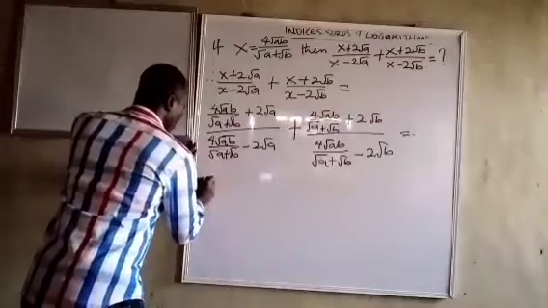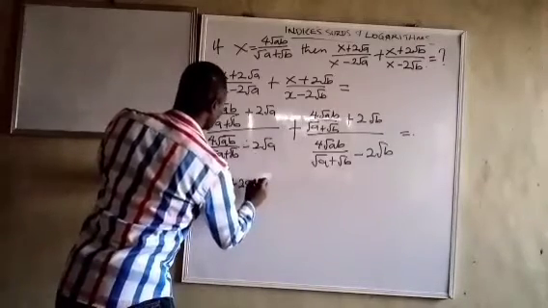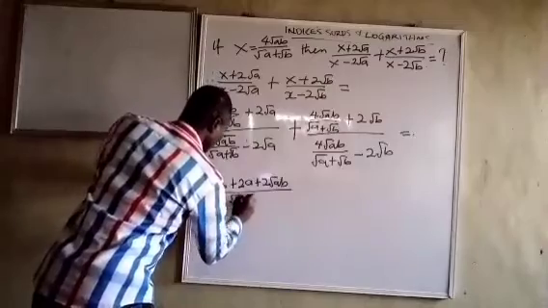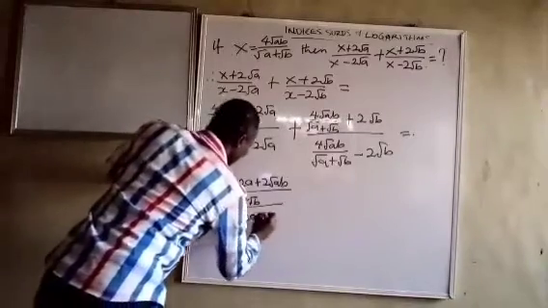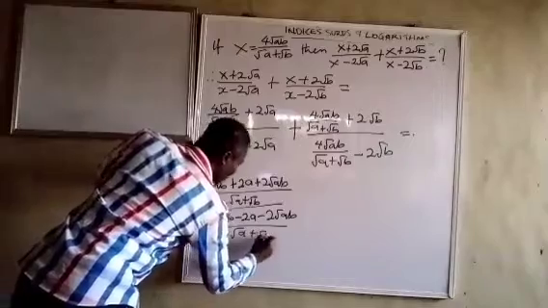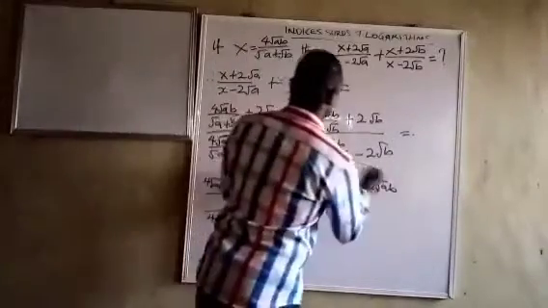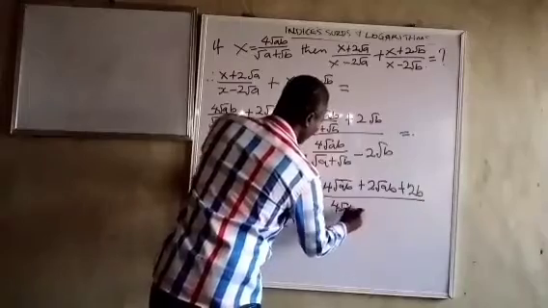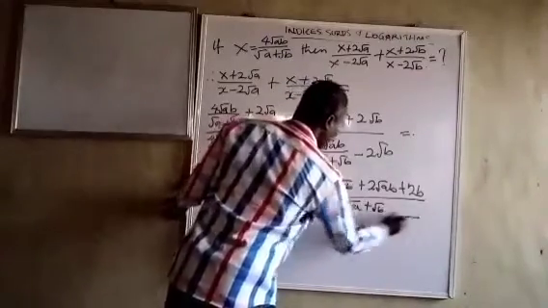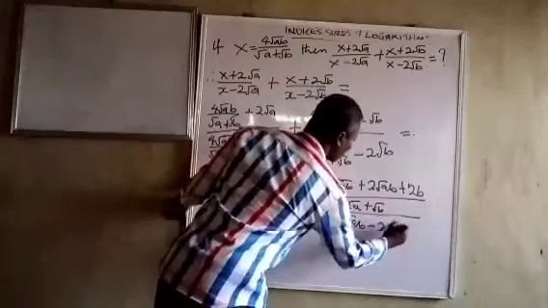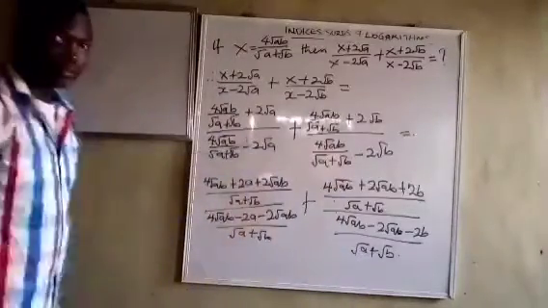And that gives us what? 4 root AB plus 2A plus 2 root AB over root A plus root B. Now, same thing here, I'm going to have 4 root AB minus 2A minus 2 root AB over root A plus root B. To the other side too, I'm going to have 4 root AB plus 2 root AB plus 2B over root A plus root B, over 4 root AB minus 2 root AB minus 2B over root A plus root B. So that's what it will give you.